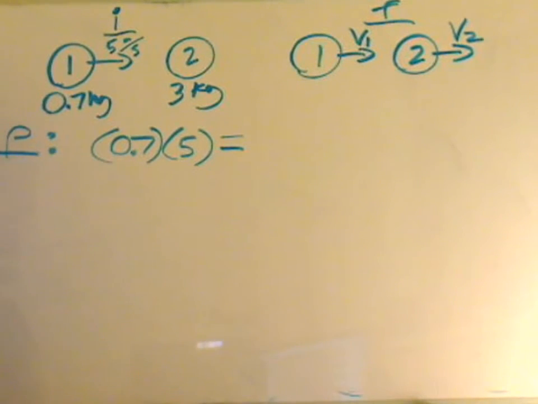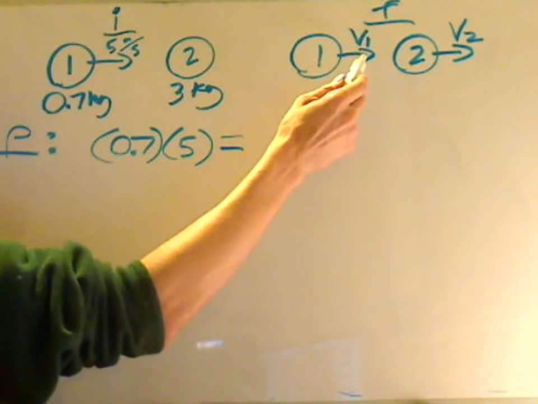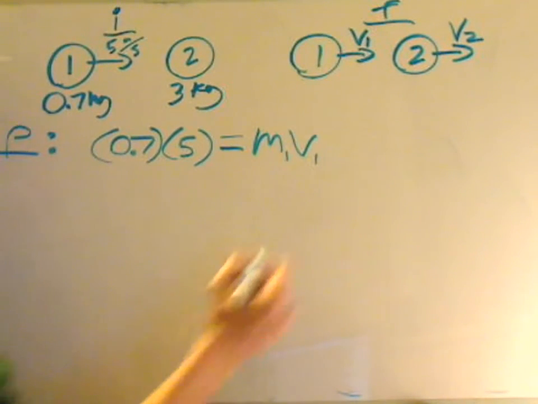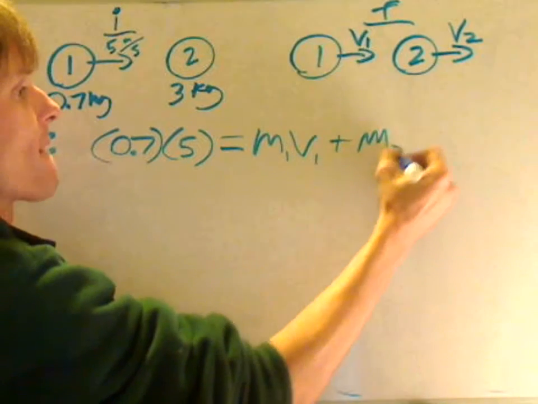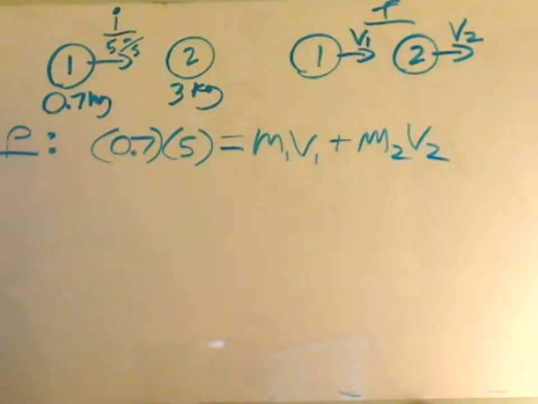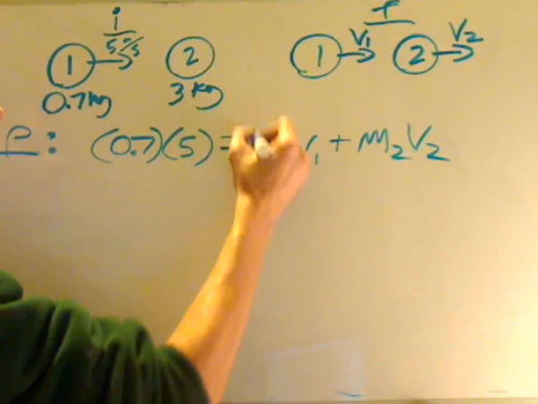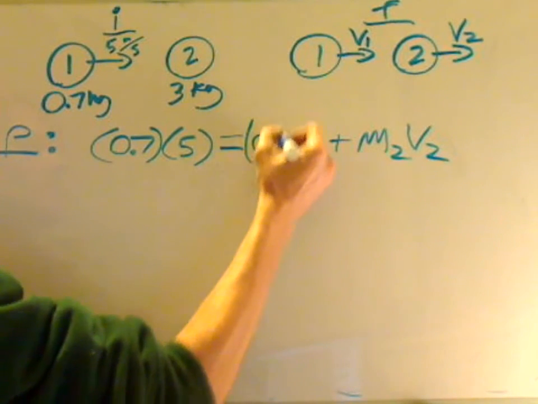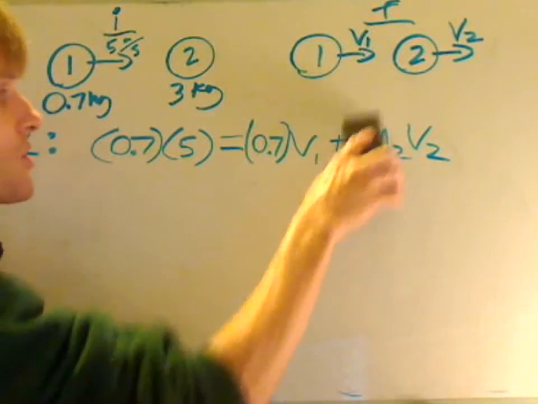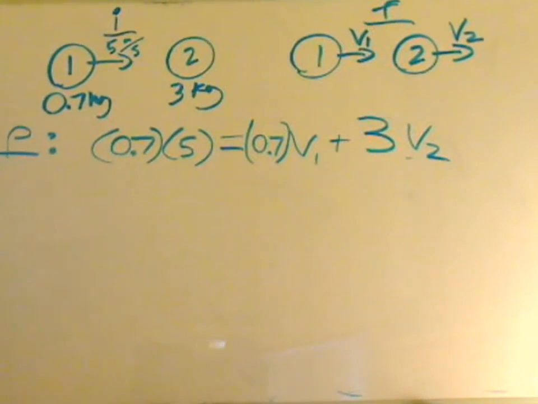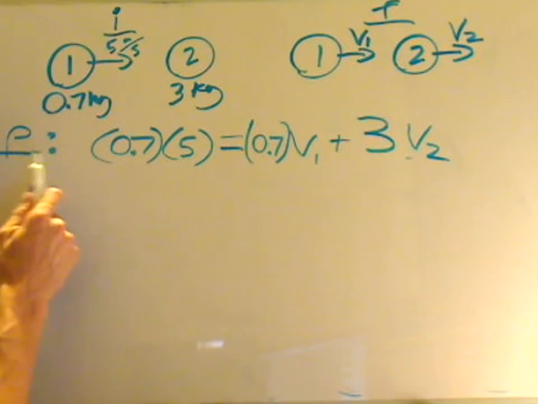And that equals the final momentum, which is mass of this ball times its velocity plus mass of that ball times its velocity. We know what M2 and M1 are. M1 is 0.7 and M2 is 3. So we'll just put those in there right now. So there's one equation, but we have 2 unknowns. We can't really solve it with just momentum conservation.